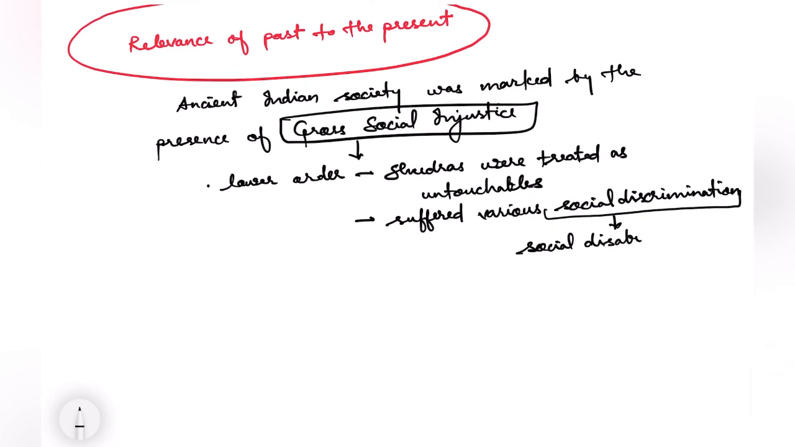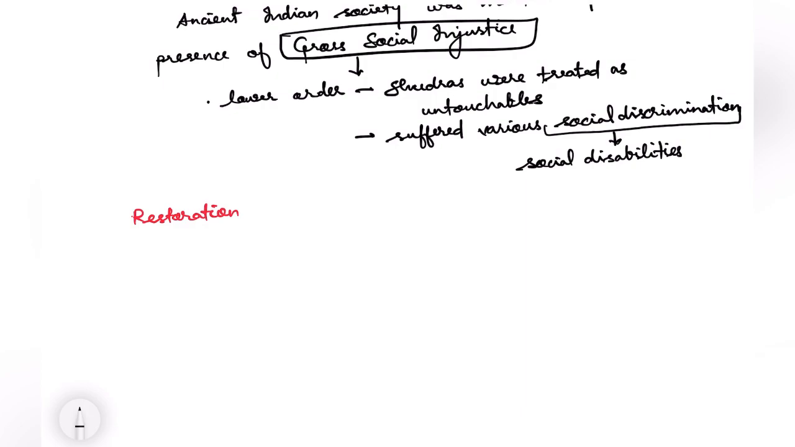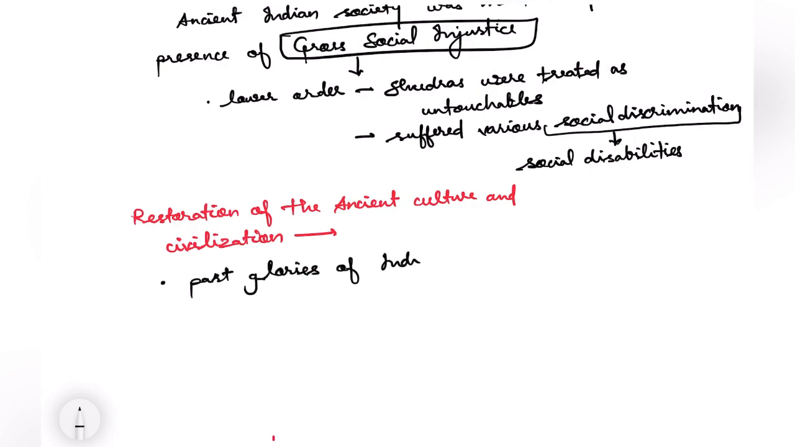So many people talk about the past glories of India. When we talk about the past glories of India, we should take into account these things as well, no? The social vestiges of ancient India. We should note them, because people always clamor for the restoration of the past. Those who talk about the restoration of the ancient culture and civilization should not only talk about the past glories of India. We should always account for the social injustice and inequities that were prevalent in the past.